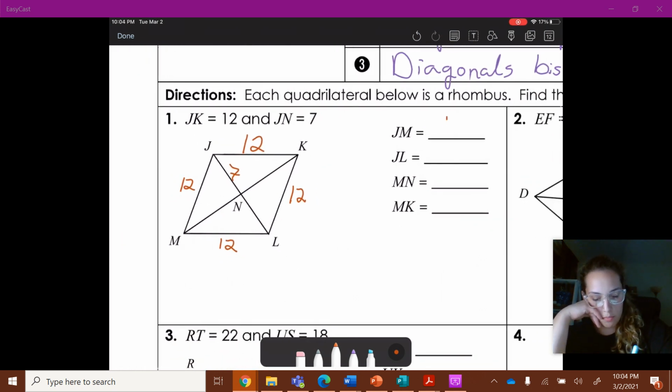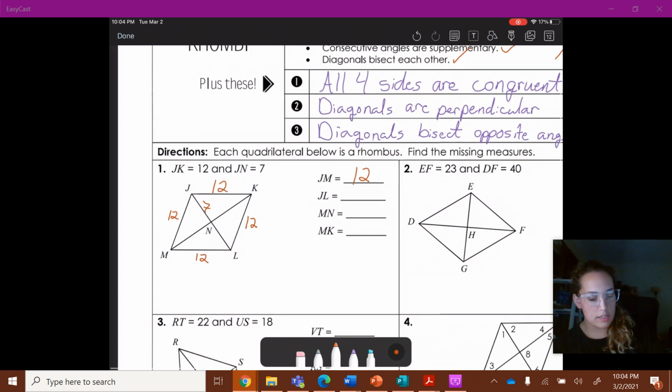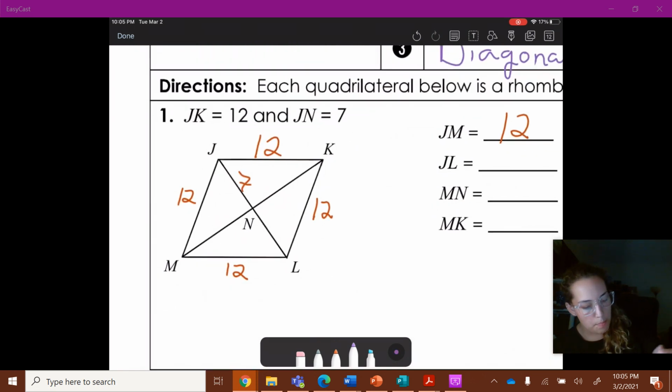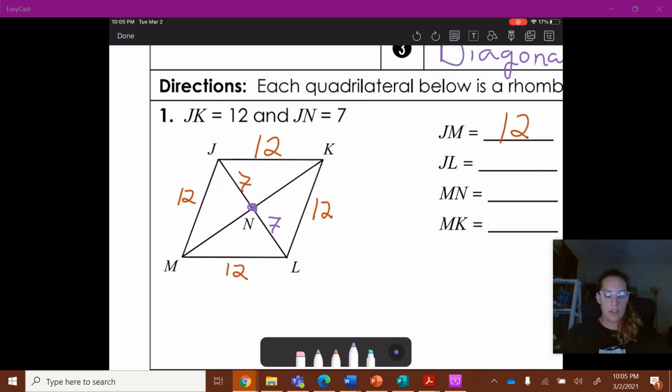So I know JM is 12, and MN, MK, nope. So that's the only one I know as of right now. I also know that the diagonals bisect each other. That's one of our rules of the parallelograms, that diagonals bisect each other. So point N is an important point because it's the midpoint of those two sections, meaning that 7 right here is half of that total length, meaning that the other side is also 7.